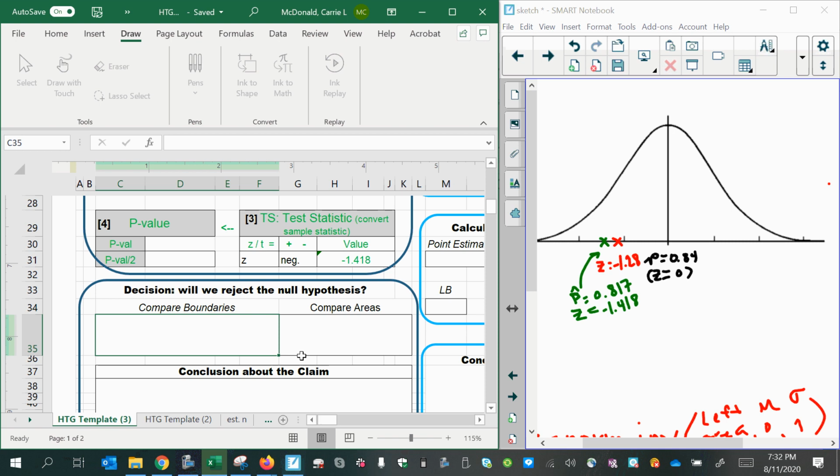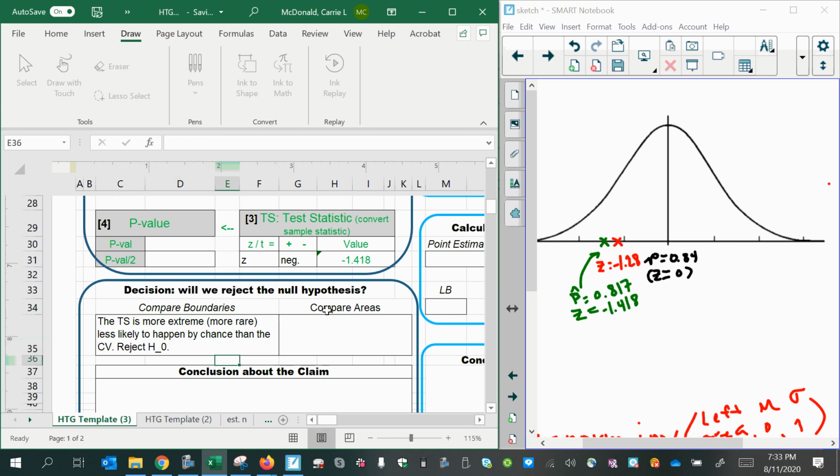So I could say by comparing boundaries that the test statistic is more extreme, in other words, more rare, and less likely to happen by chance than the critical value. Therefore, we will choose to reject the null hypothesis, H sub 0.